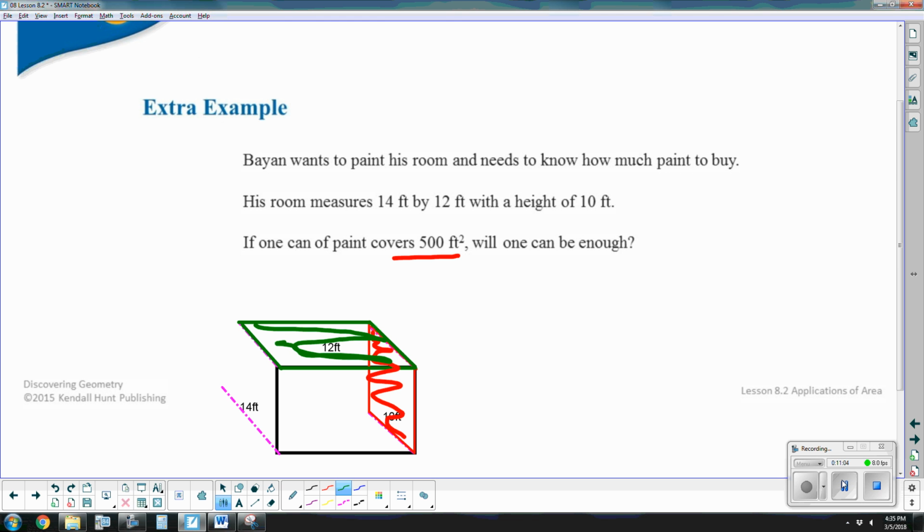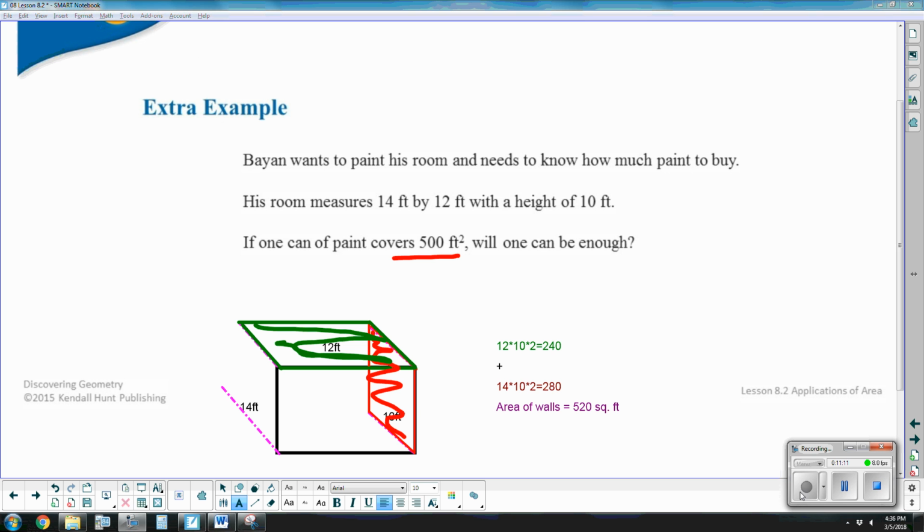So we want to know how much area he has to cover because one can of paint only covers 500 feet squared. So the area of his green walls is 240 square feet total, and the red walls are 280 square feet total. So in total, all of his walls, he needs to cover 520 square feet. So he can't just buy one can, he has to buy one can plus something to cover 20 square feet. So he might be able to buy a half gallon or a quarter gallon, but he definitely has to buy more than one.